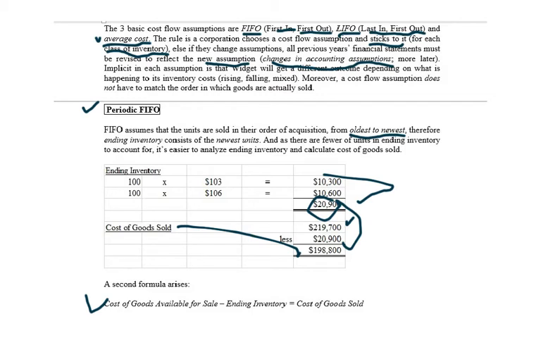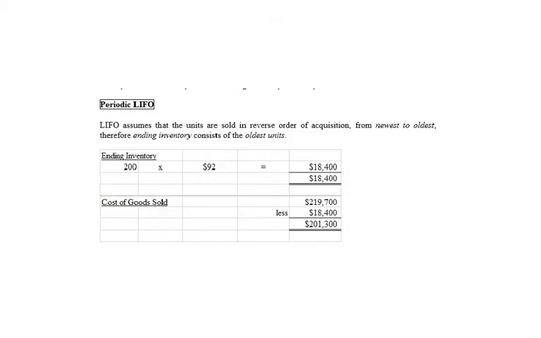All right, so that's first in, first out. Next up is last in, first out. So now what are we doing? We're reversing everything we just basically said. Now we're selling from newest to oldest. I will give you a visual on this one as well.